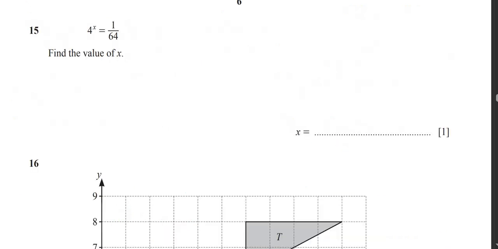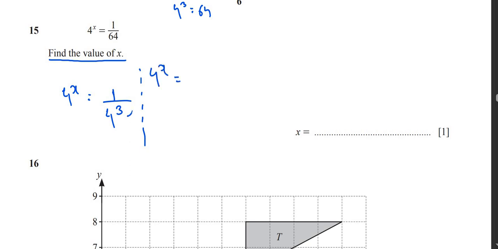Moving on, question 15. It says 4 raised to power x is equal to 1 upon 64. Find the value of x. So look, 4 raised to power x is equal to 1 upon 4 raised to power 3, because 4 raised to power 3 is also 64. Now what will happen? 4 raised to power x is equal to, this 4 will go up, it will become 4 raised to power negative 3. So x is equal to negative 3. So negative 3 is going to be your answer. Hope you guys understood this.